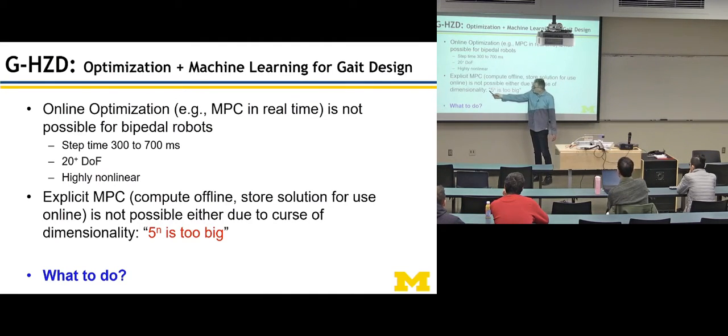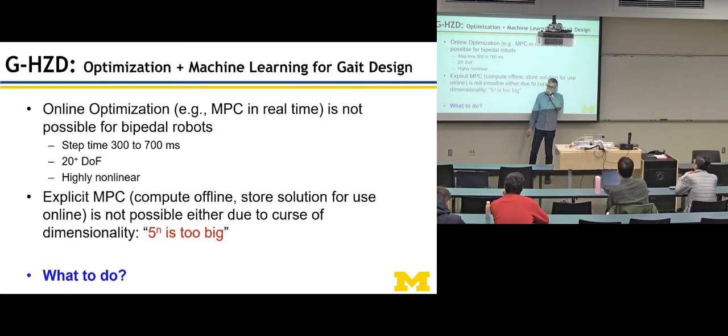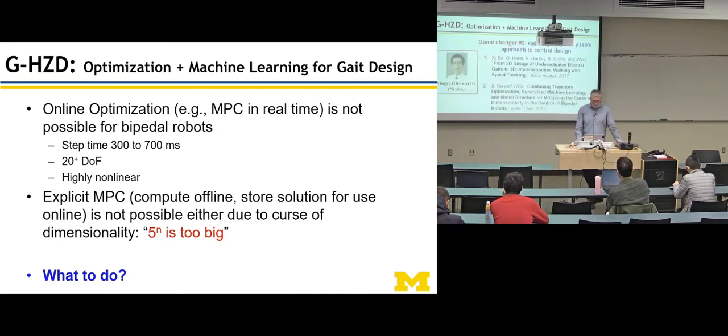Suppose you only put 5 points per dimension, and with 20 degrees of freedom, that would be 5 to the 40. I don't know what 5 to the 40 is. You can check. It's bigger than the number of stars in the entire universe, okay? But when n is 16 for Marlowe, it's something like 15 billion optimizations you would have to do. So explicit MPC, that's not going to work.